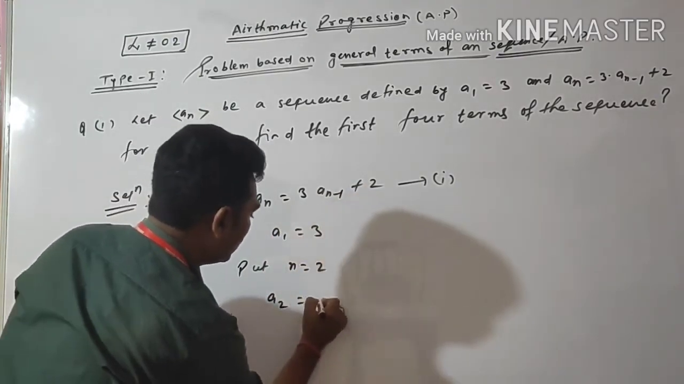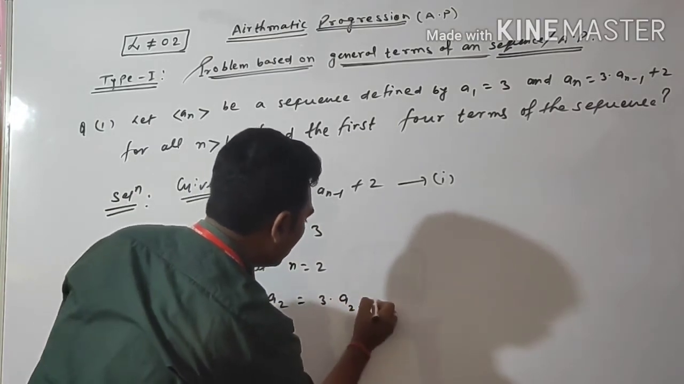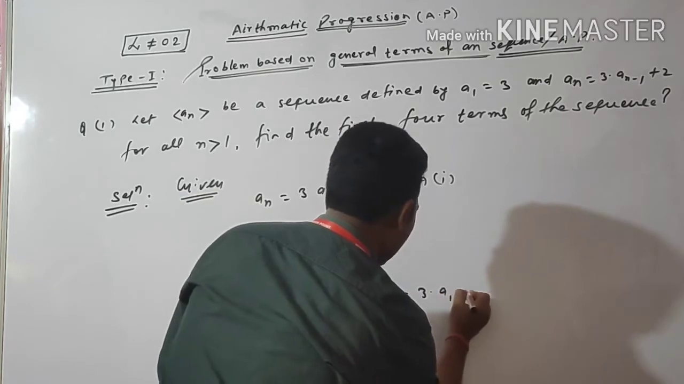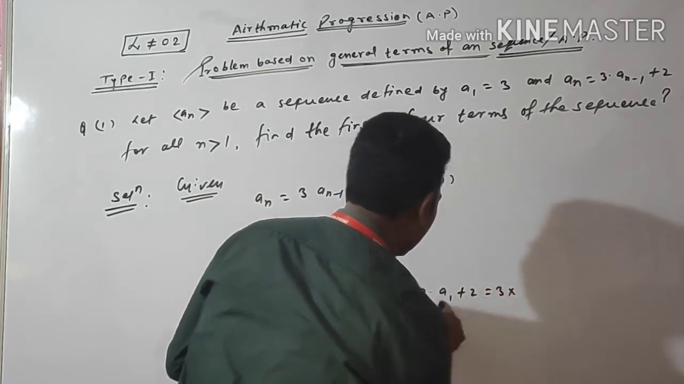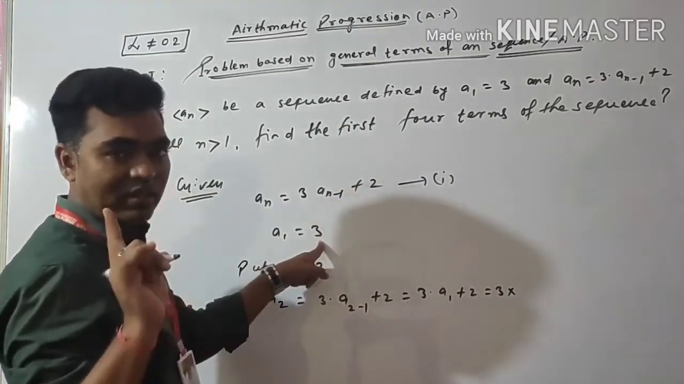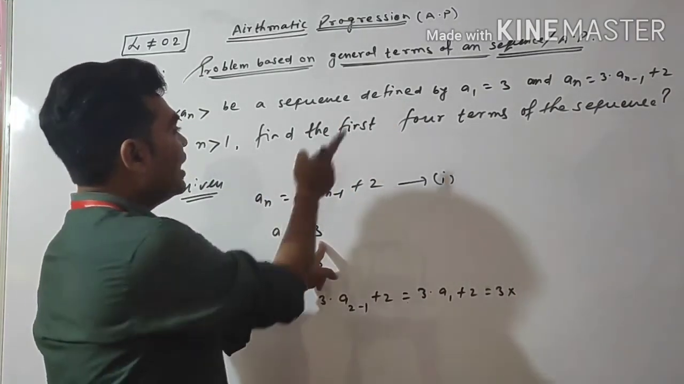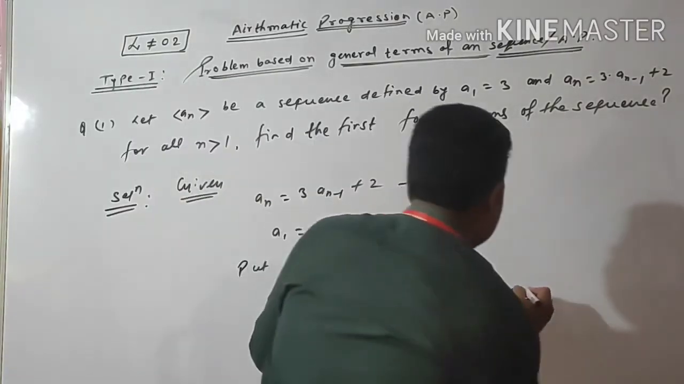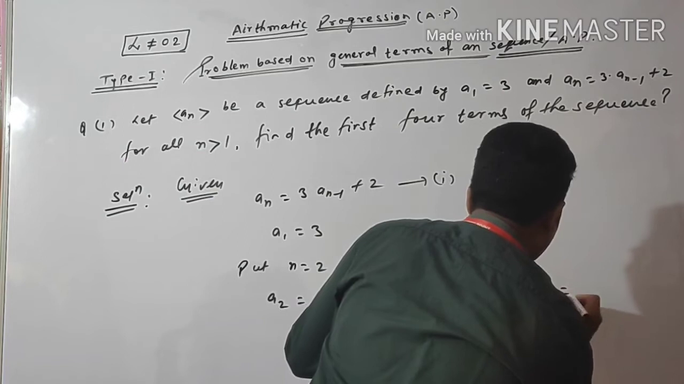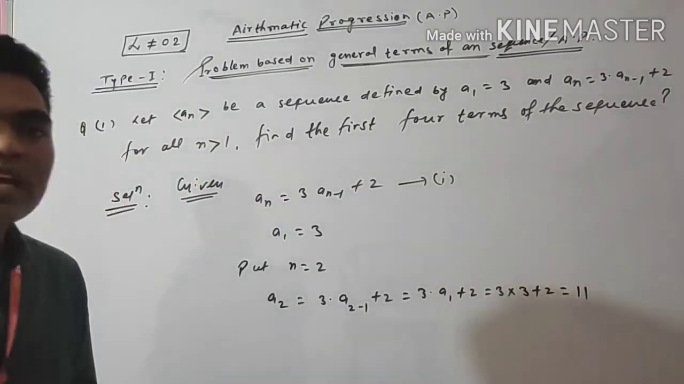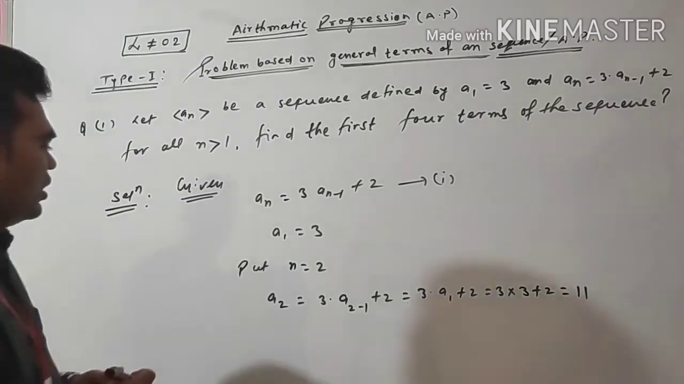Then a2 equals 3 times a2 minus 1 plus 2, and this equals 3 times a1 plus 2. a1 is 3, that is given in your question. So 3 into 3 plus 2 is equal to 9 plus 2, which is 11.